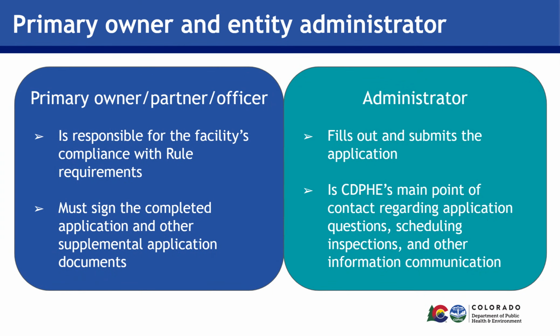The next two sections request information about the corporate officer, general partner, or sole proprietor, and the entity administrator. In the first section, you need to provide information of either the sole proprietor or of the primary partner or corporate officer who is responsible for the facility's compliance with rule requirements and is designated to sign the application.